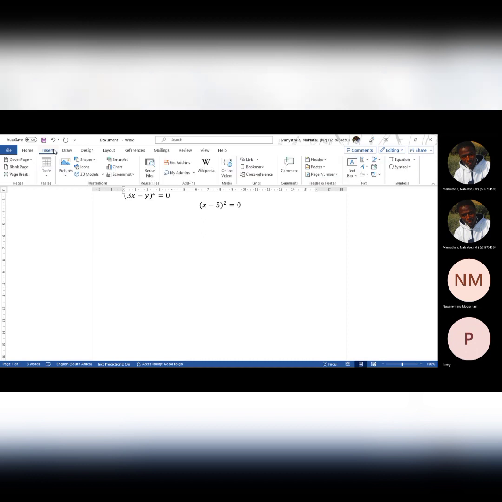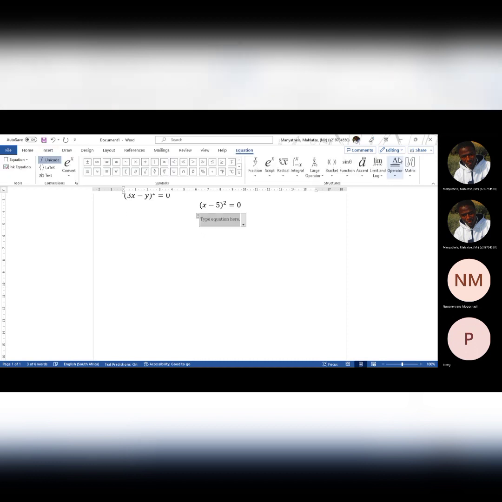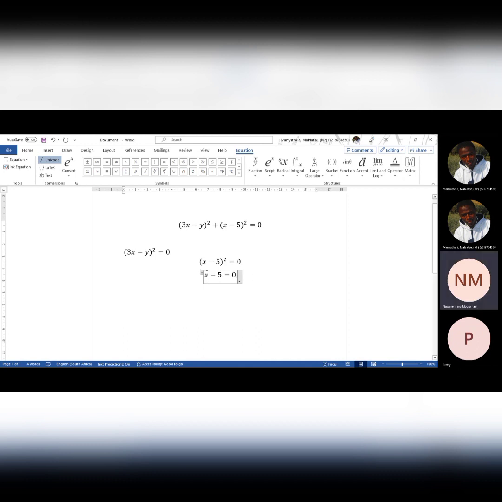And then on the right hand side we remain with what? We remain with 0. Once we remain with 0, we can conclude that we take 5 and transpose it to the right hand side. So our x will be equal to 5.